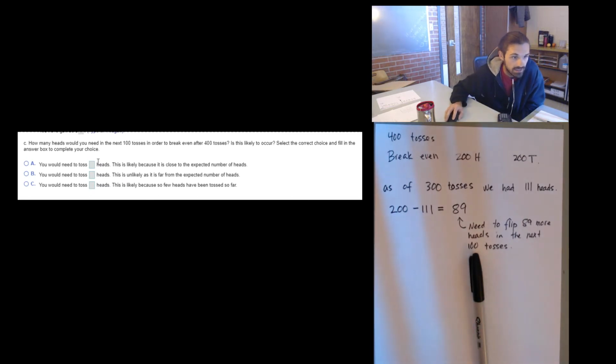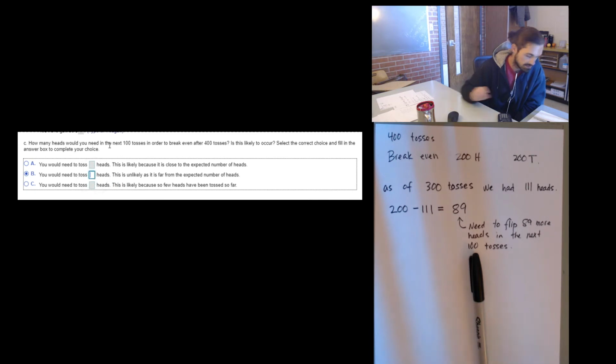So how many heads would you need in the next 100 tosses to break even after 400 tosses? Well, that's our 89. So you would need to toss 89 heads. This is likely because it is close to the expected number of heads. This is unlikely as it is far from the expected number of heads. This is likely because so few heads have been tossed so far. So B is kind of the obvious choice, just because it's the only one where it says this is unlikely.